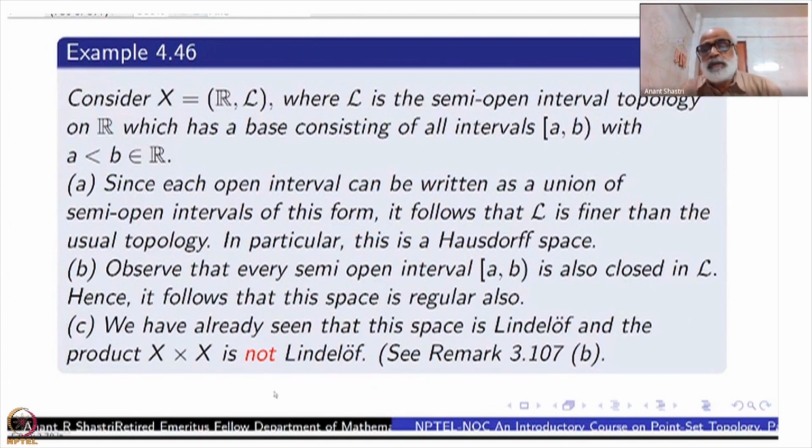Okay. Closed intervals are closed in the usual topology, but here even half closed intervals are both open as well as closed in this topology. Why is this closed? Because what is the complement? b to infinity, which by definition is an open set. Minus infinity to a, open, is also an open subset, because you have just seen that every open subset in R is also open here.